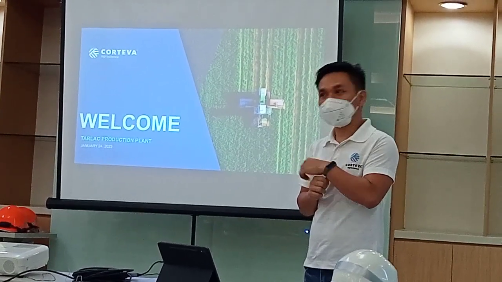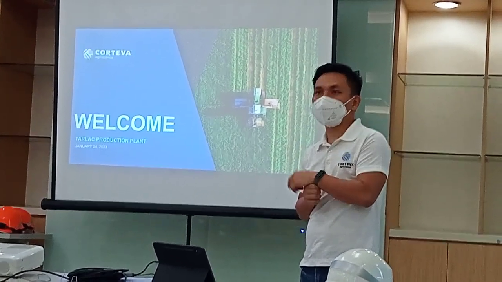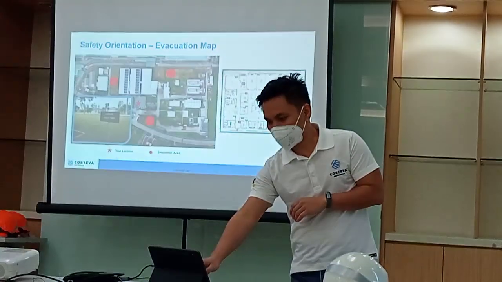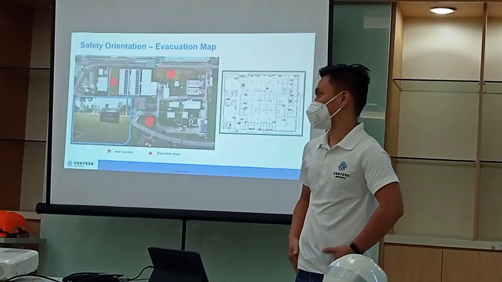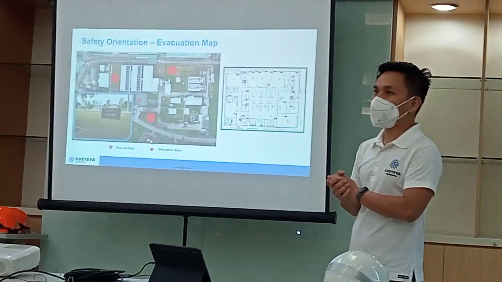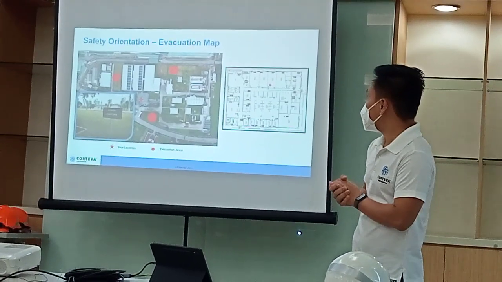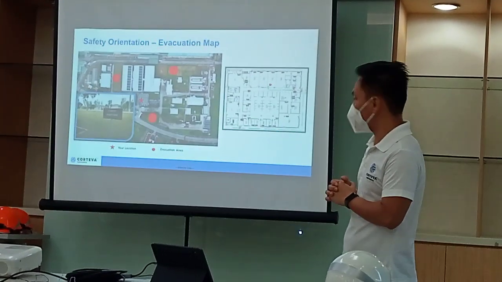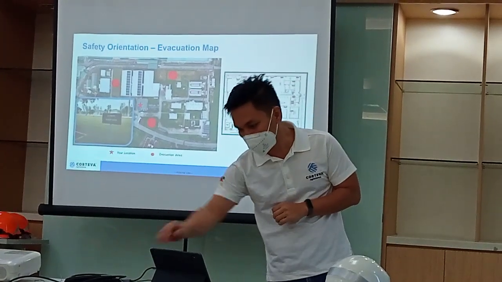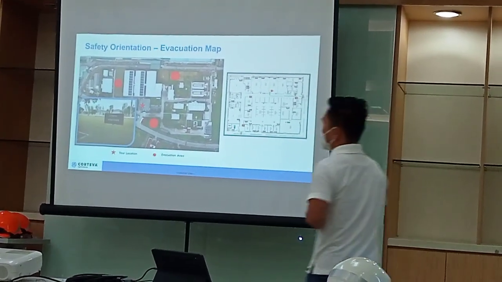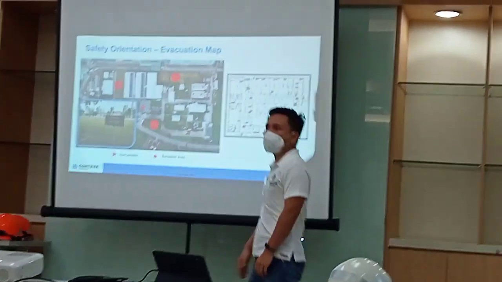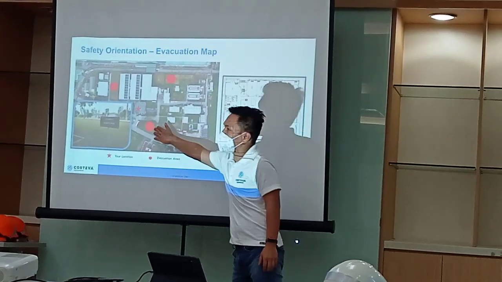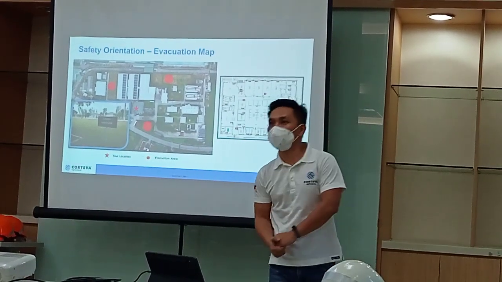To start with in our plan tour or for our discussion, so let us start with a safety orientation. Okay, so for our safety orientation, this is our evacuation map. Currently, you are here at the admin building. So this is the admin building, the one with the star. Right? So the nearest evacuation site is this one, right beside our guardhouse.